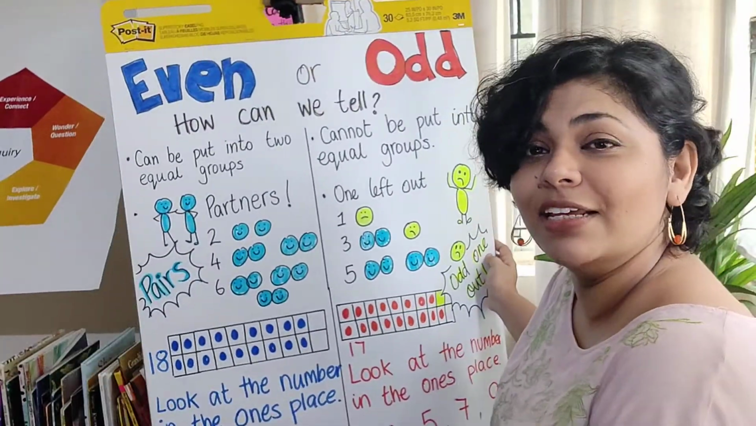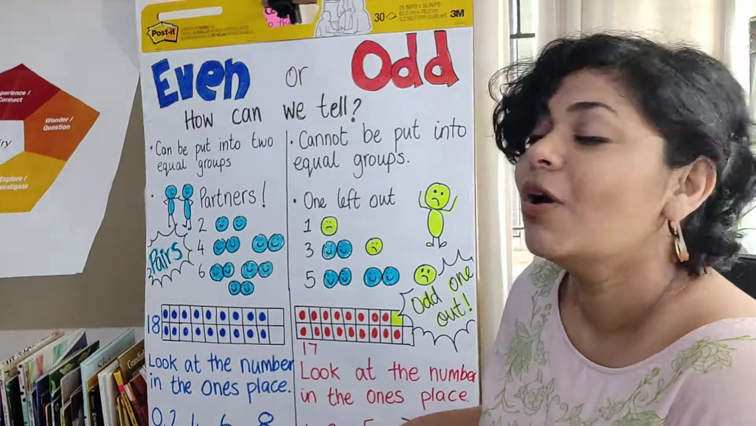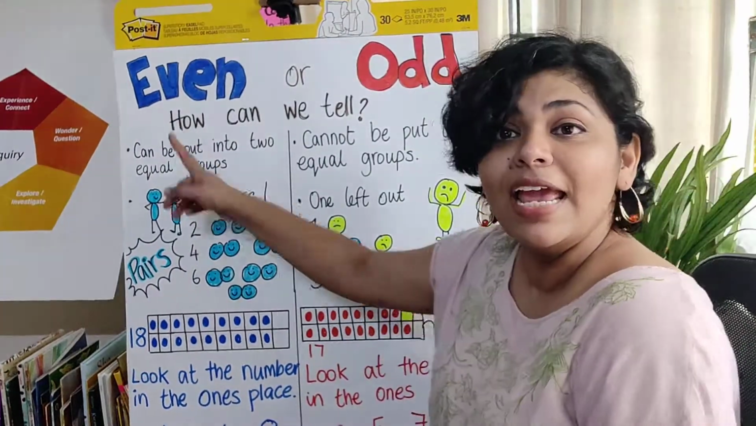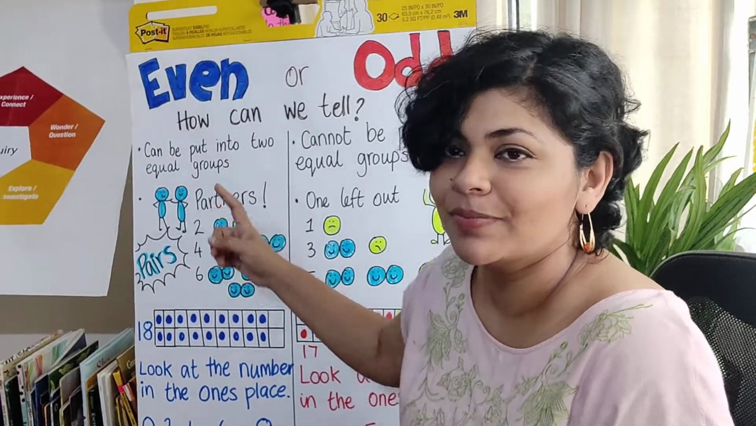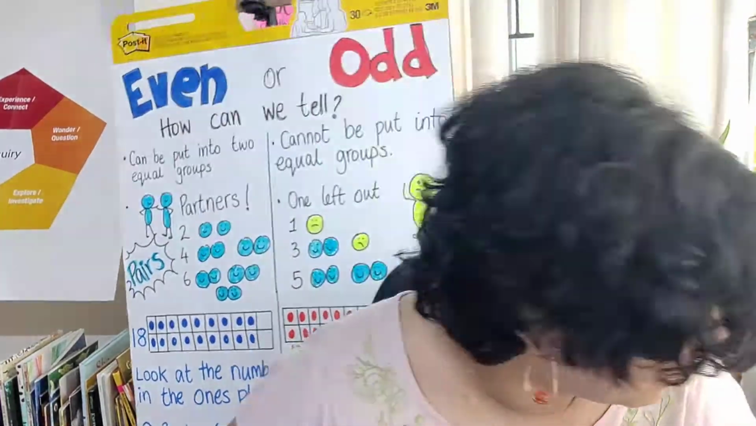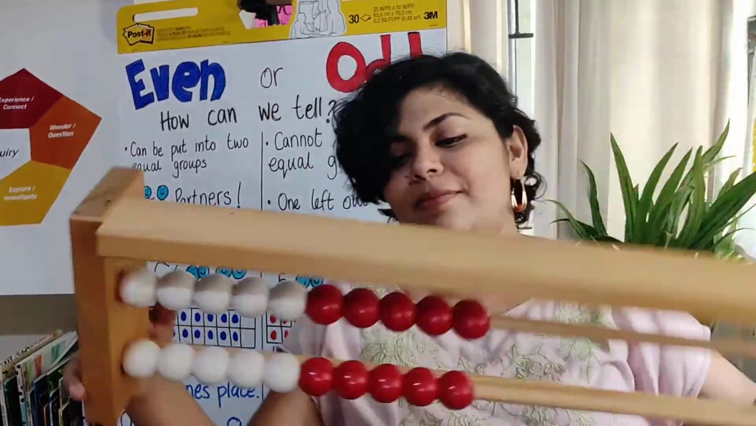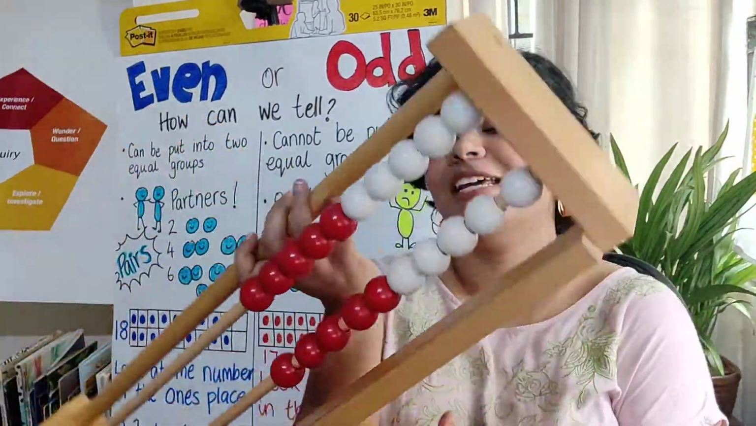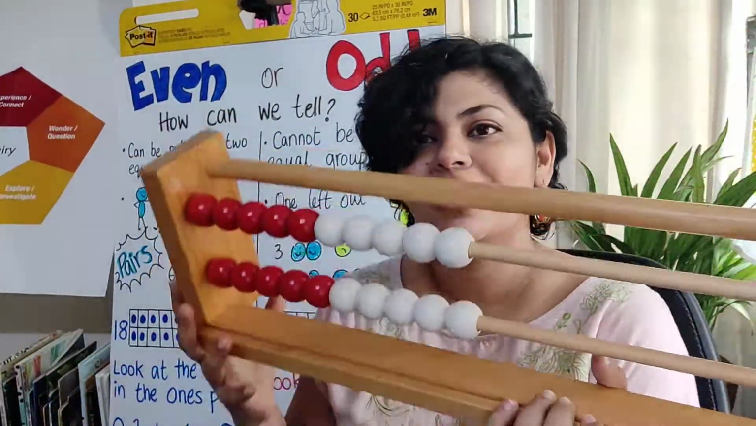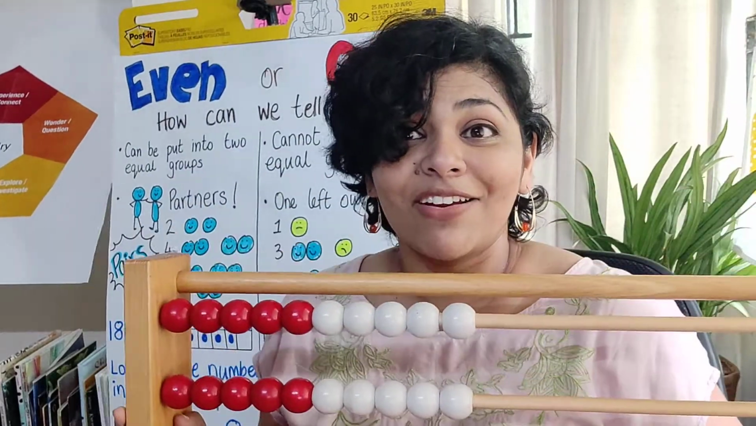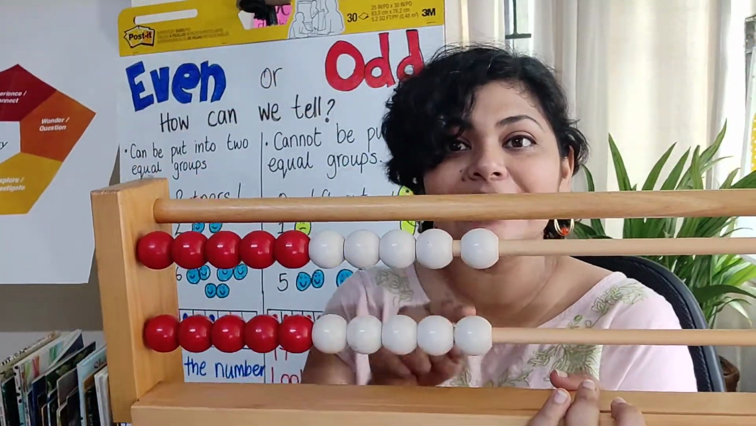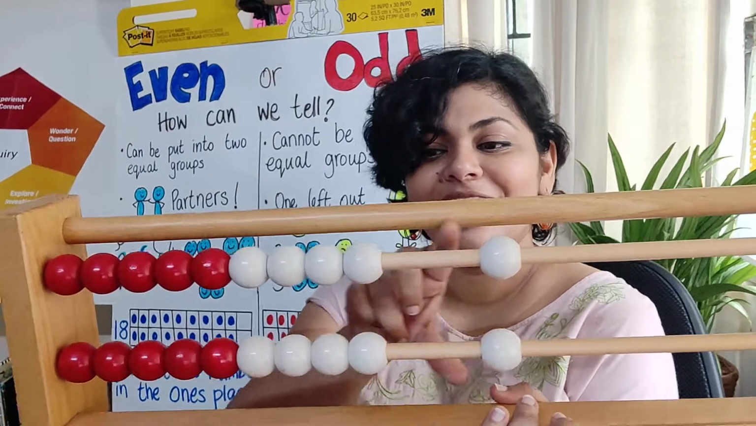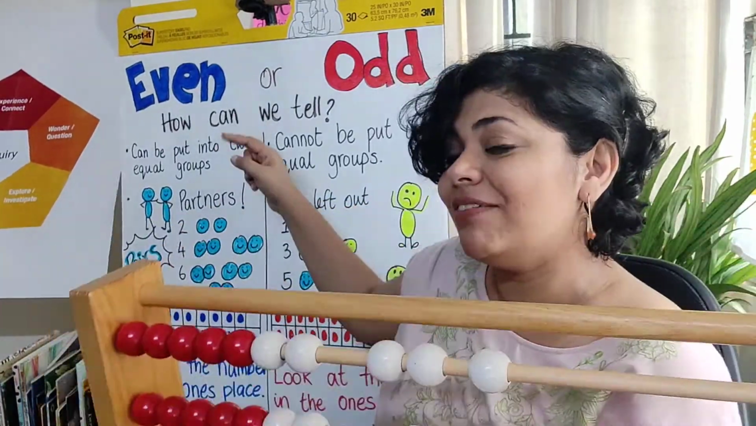Here's how you can tell if a number is an even number or an odd number. Even numbers can be put into two equal groups. Let me show you with a number rack. This is my number rack. How many beads are there on a number rack? Do you remember? 20. Every bead over here has a partner, right? So 20 is an even number.